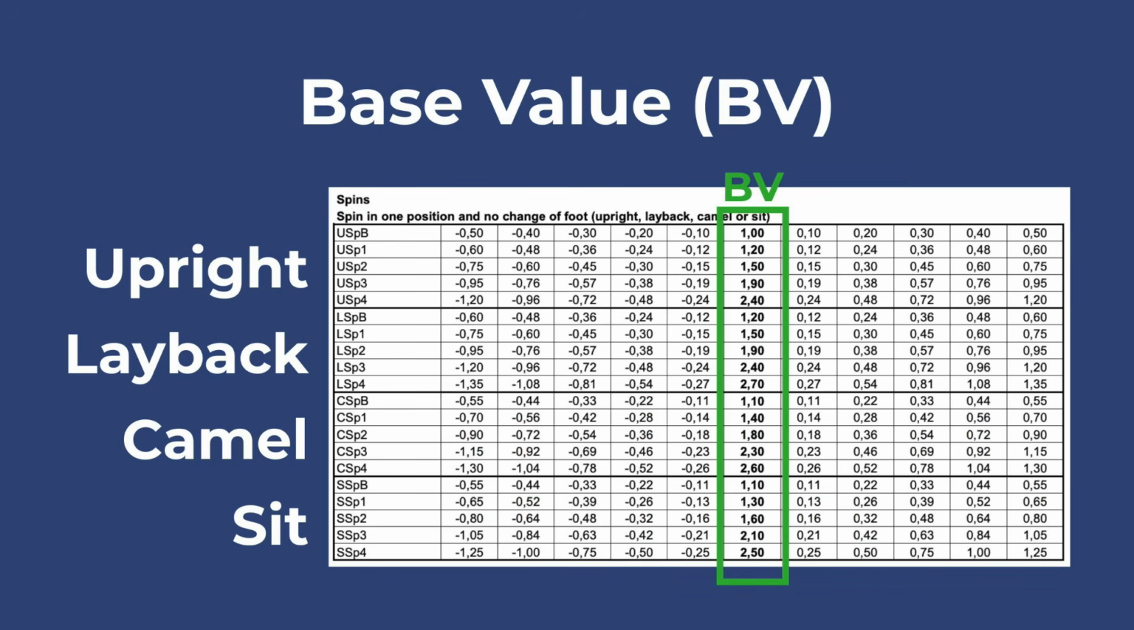Today, I will focus on the base value and GOE of spin elements. The base value of a spin depends on its type and level, and just like the jumps, they are also listed in the base value table released by the ISU. You will find a link to the complete table in the description, but here you can already see a part of this table with the listed positions, which are upright, layback, camel, and sit.